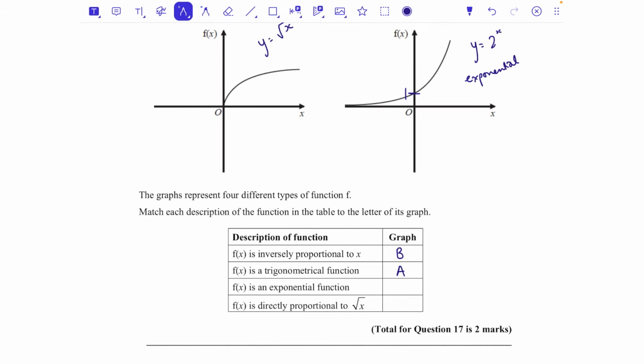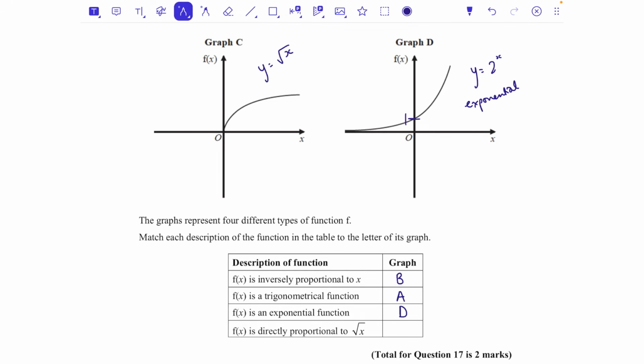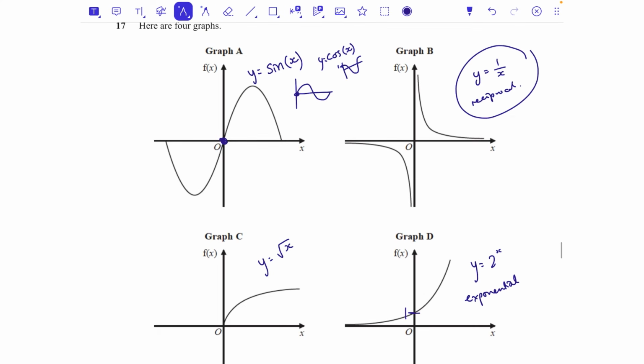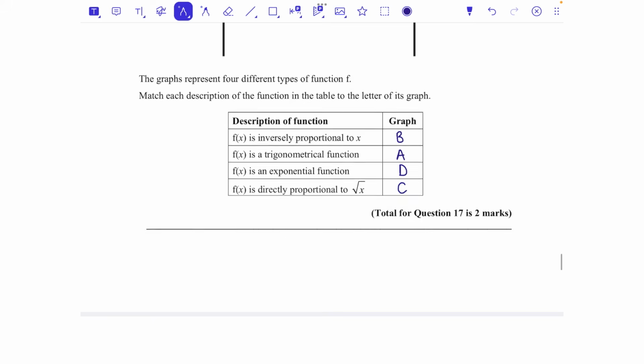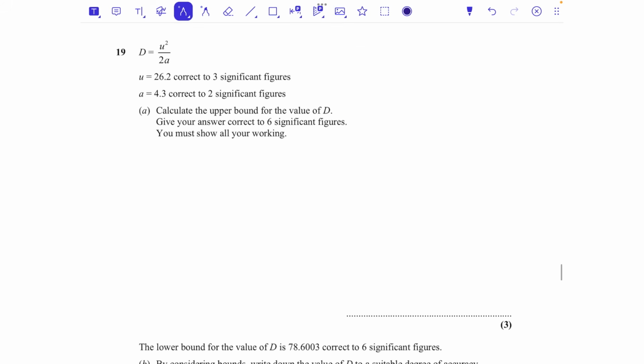f of x is an exponential function, so getting exponentially bigger, that's going to be graph D. And then f of x is directly proportional to root x, that's going to be C. There are lots of those, they appear lots in past papers, just get to know your graphs and what they look like. Question number 19, and it's a bounds question.